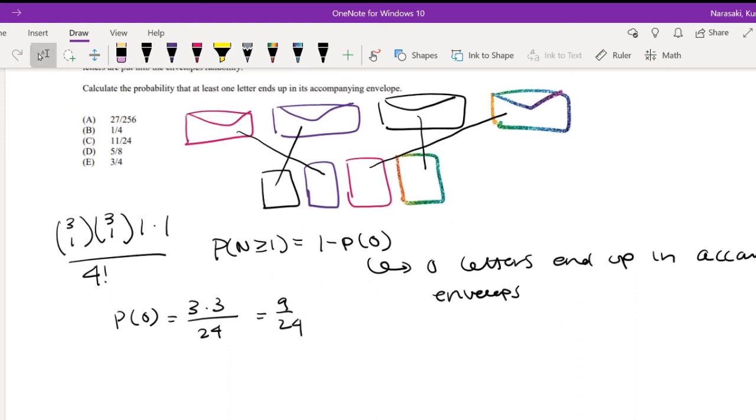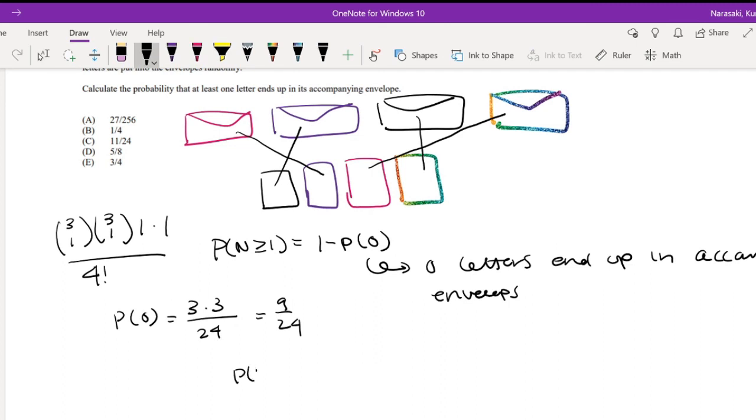Okay, so then what is the probability that n is greater than or equal to 1? Well, that's just equal to the complement: 1 minus 9 over 24, which is equal to 15 over 24, which is equal to 5 over 8, which is our answer D.